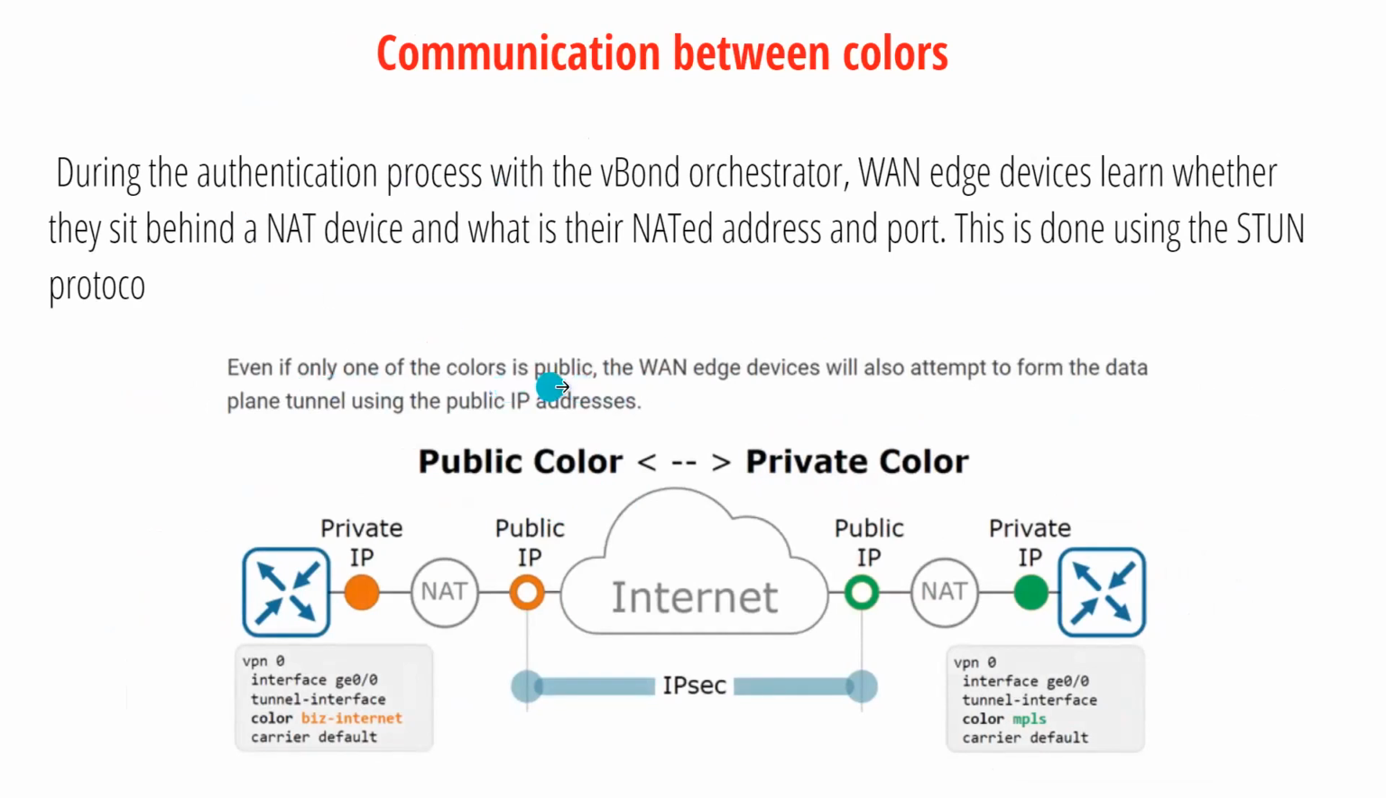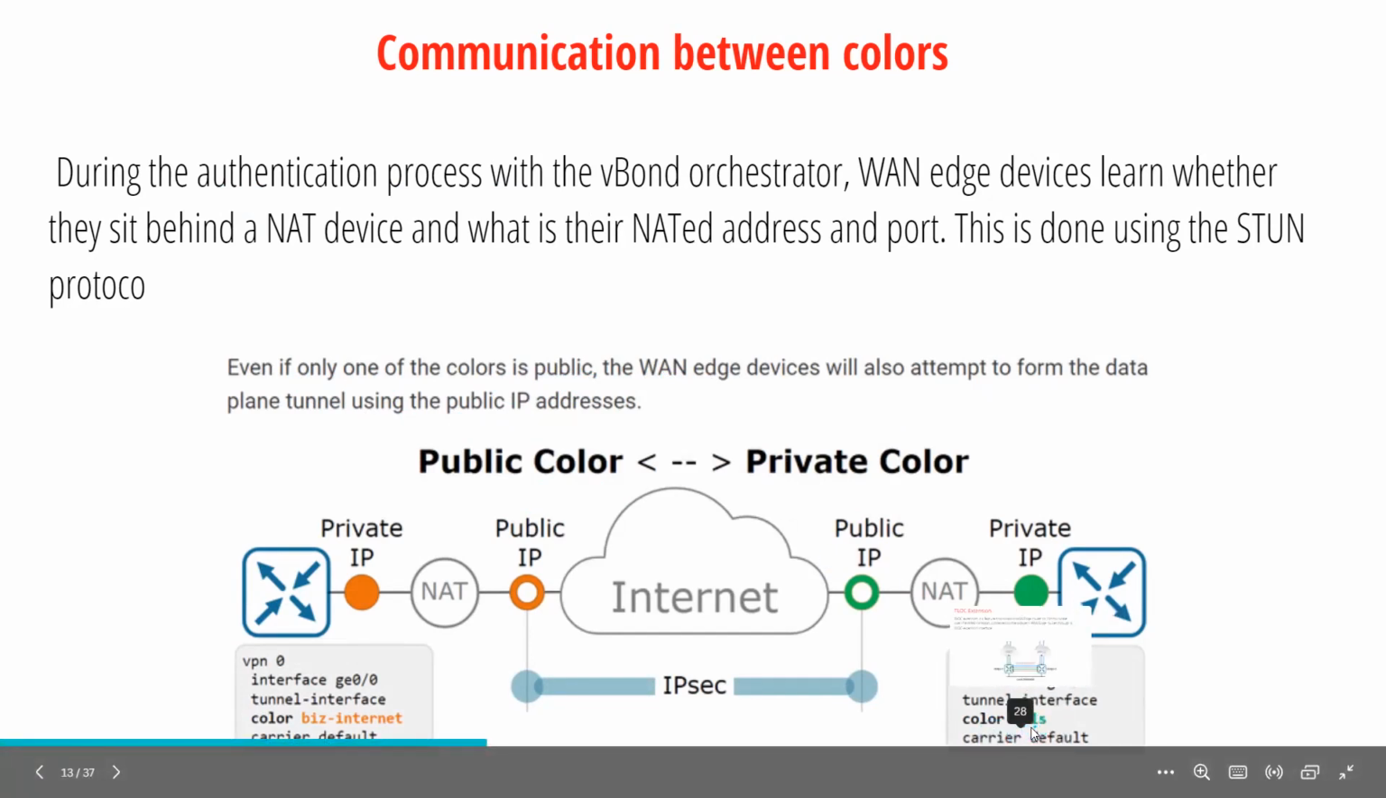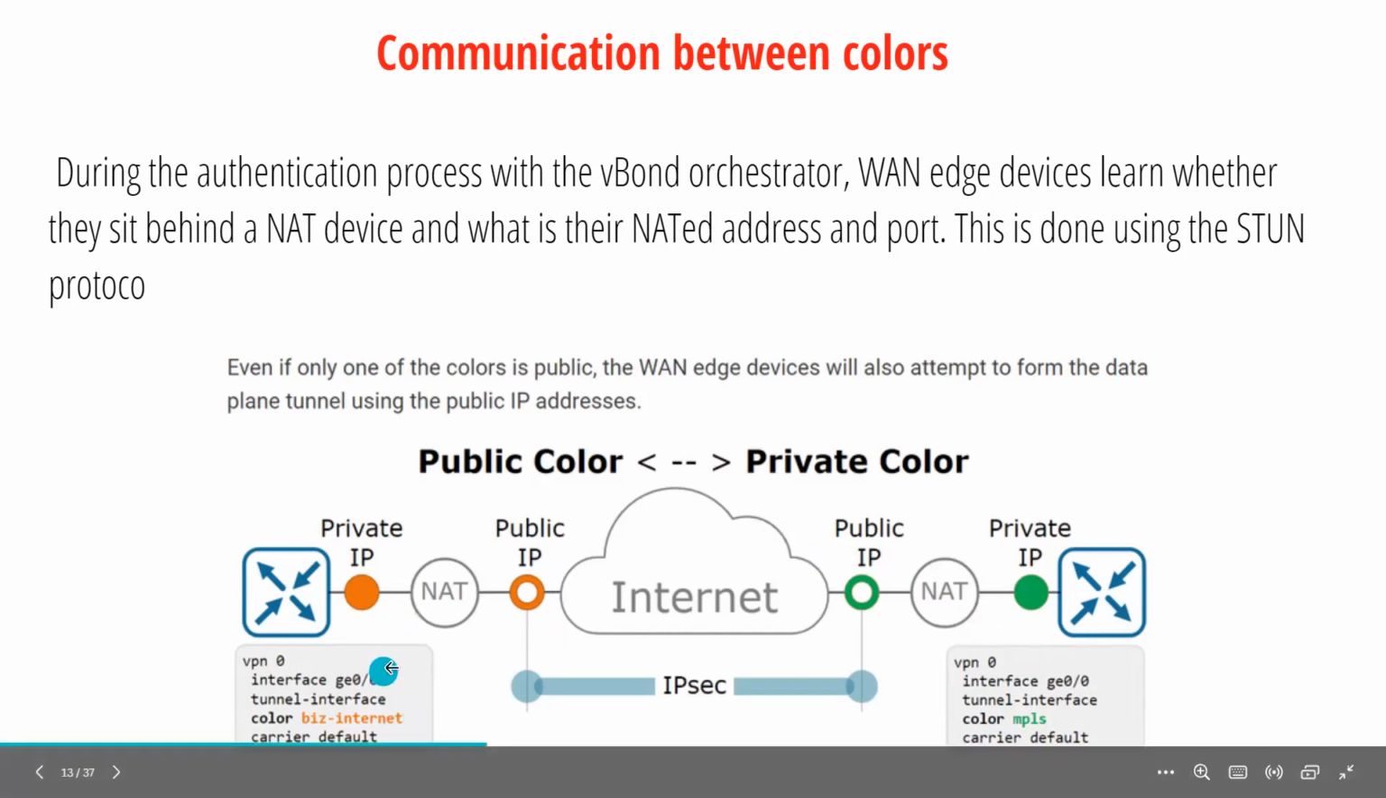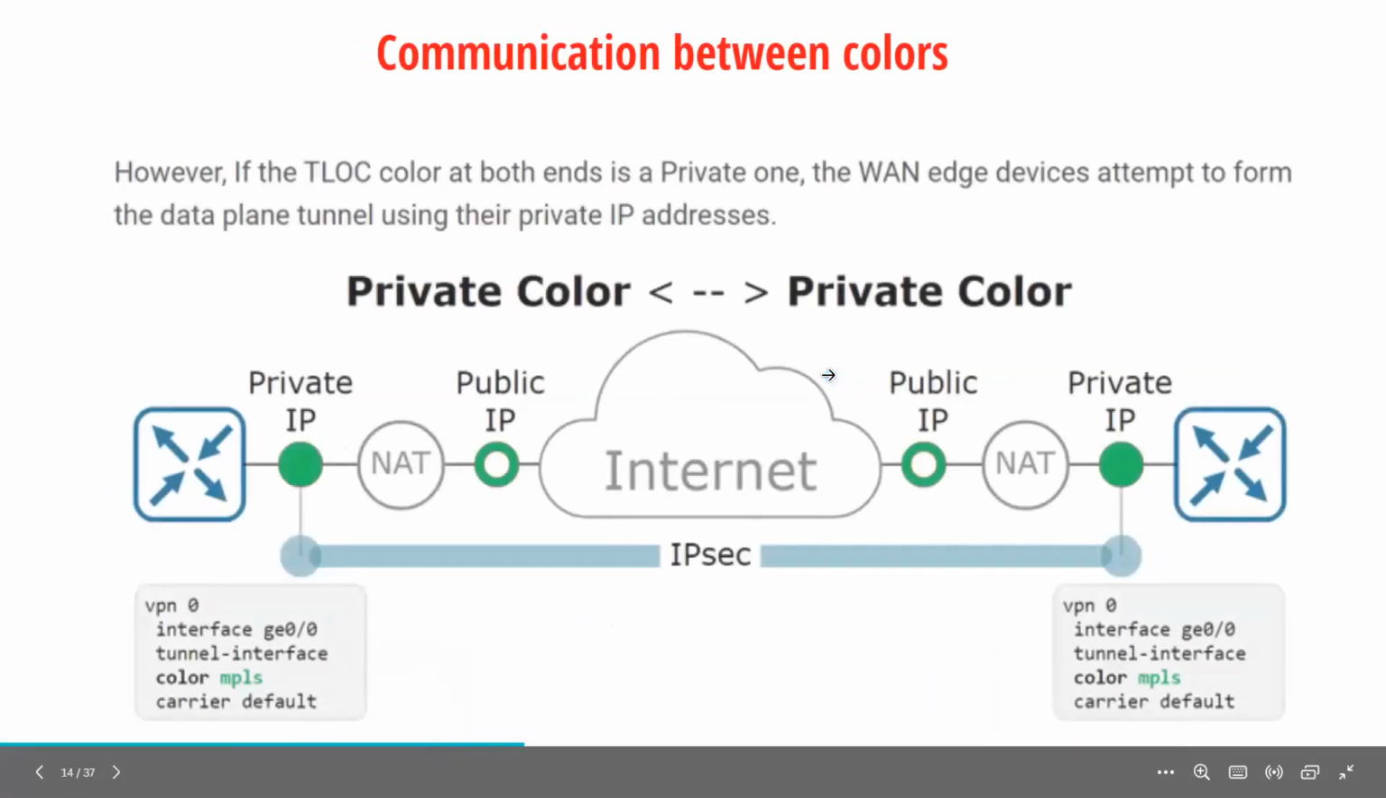If one of the site colors is public, the WAN edge device also attempts to form the data tunnel using the public IP address. So even if one side is public and the other side is MPLS, you see that here, it will still try to initiate a tunnel using the public IP. You've seen those switches, right? When they're trunking, 802.1Q and auto trunking and all that. Similar concept, like the LACP EtherChannel concept, the auto and on and all that. So if you have one side public, it will try to form the tunnel using the public.